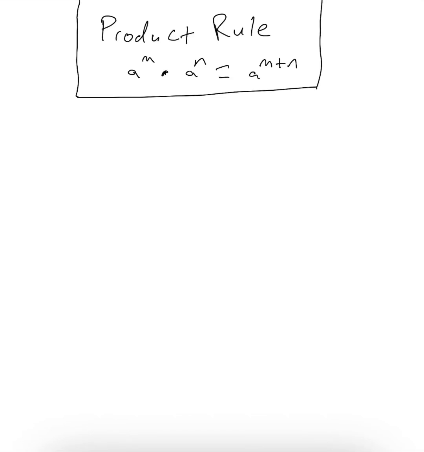In this video, we'll be multiplying exponents with a common base using the product rule. The product rule states that a raised to the power of m times a raised to the power of n equals a raised to the power of m plus n. Now, how do we know it works?